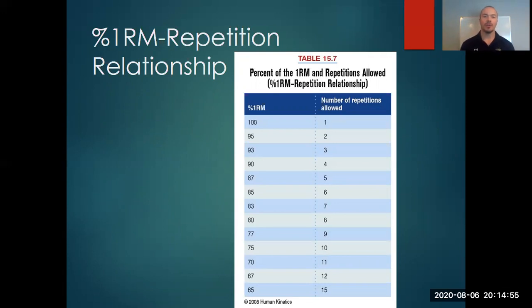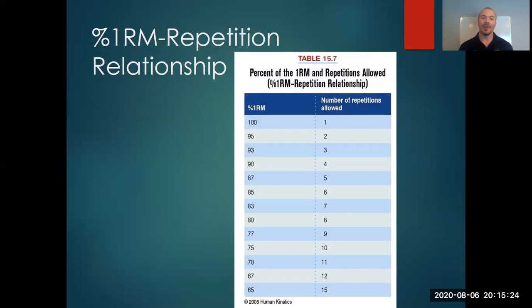Having a look at the chart here, this is going to give us a better idea of the relationship between different percentages of the 1 rep max of the lift, and how many reps we could expect to be able to complete with that load. So it's kind of silly to say it, but a 1 rep maximum is 100% of what a maximal lift would be for a lifter.